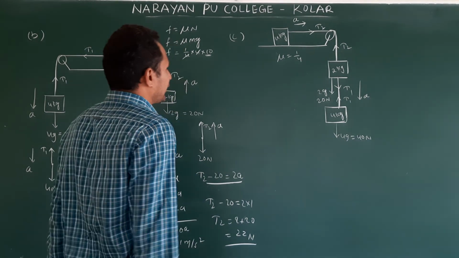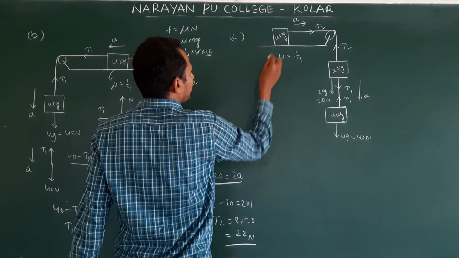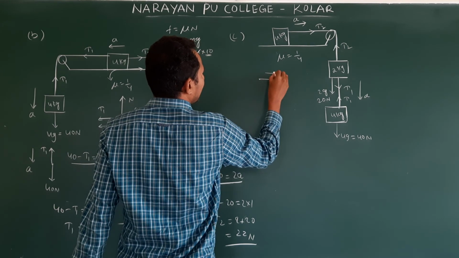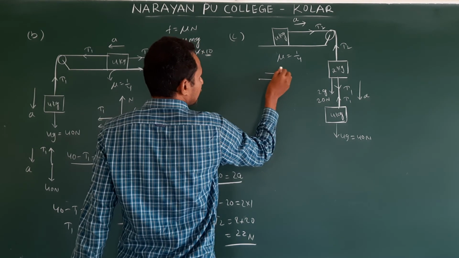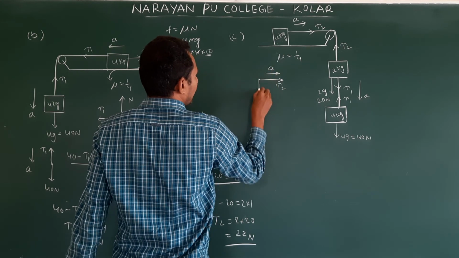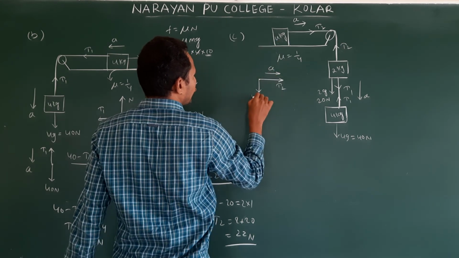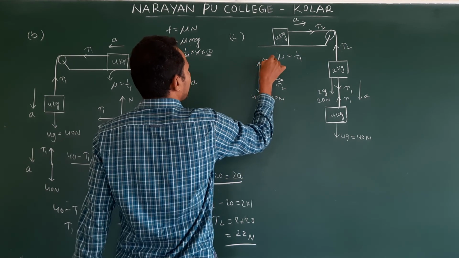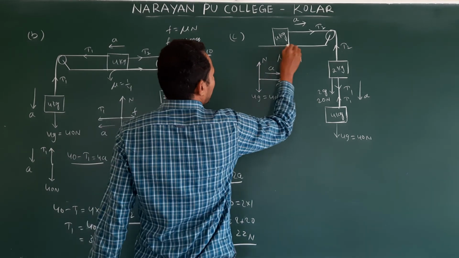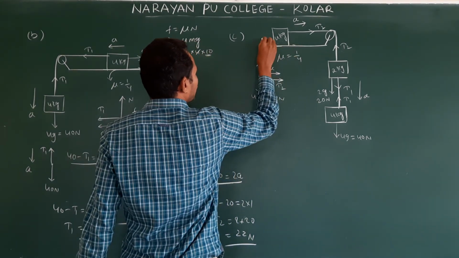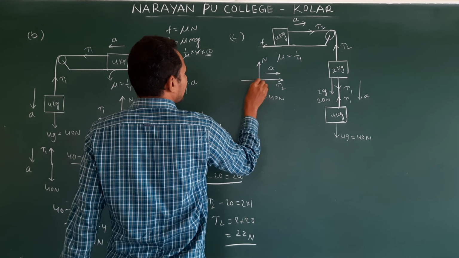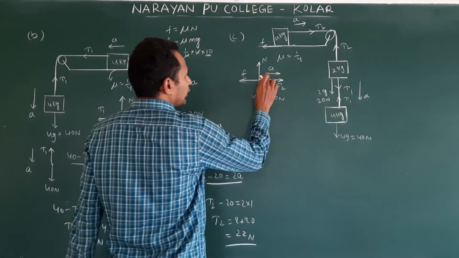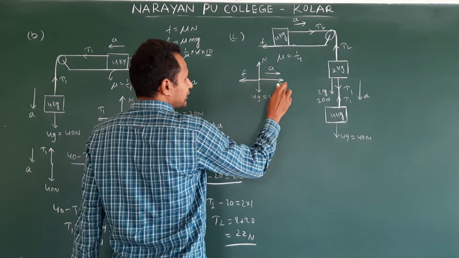Now, free body diagram. First object. Tension T2 is acting. Acceleration is in the direction of T2. mg acting downwards, means weight, that is 4G, nothing but 40 Newton. Normal reaction acts upwards. When the body is moving in this direction, friction will act in the opposite direction, that is F. Then how do we write the equation? T2 is dominating because acceleration is in the direction of T2.